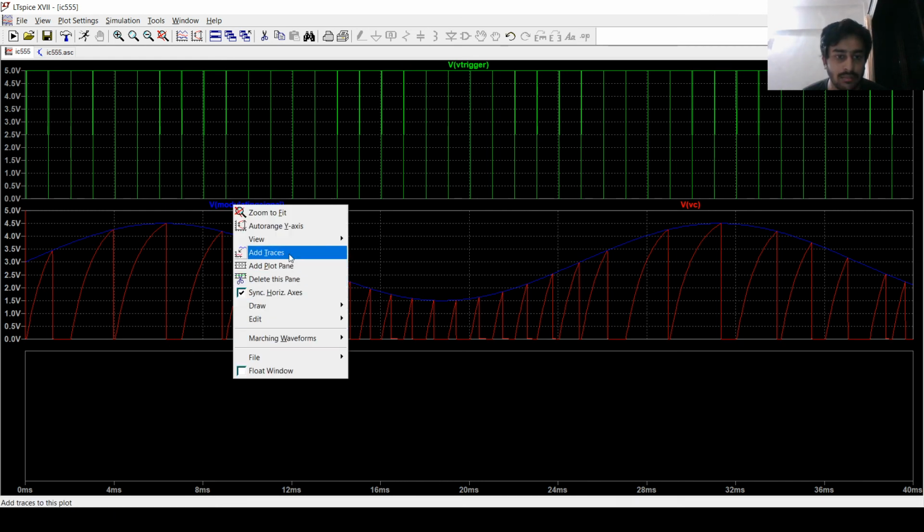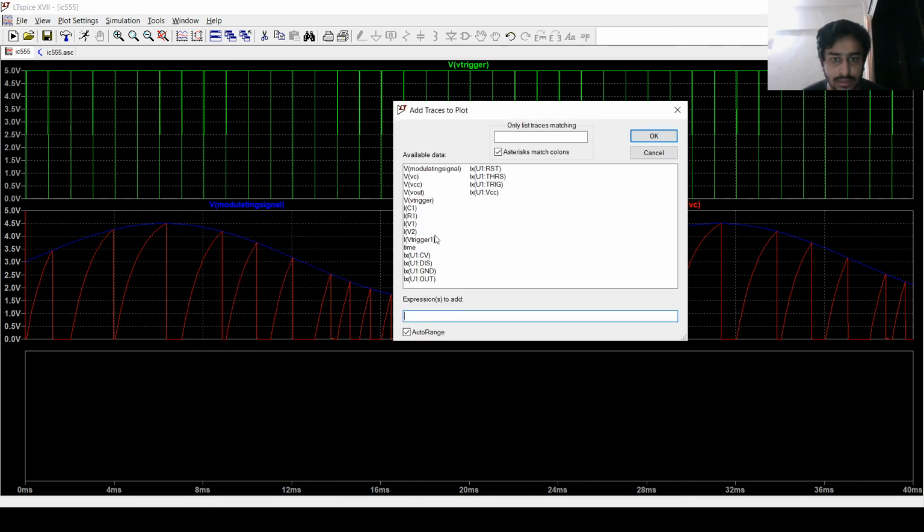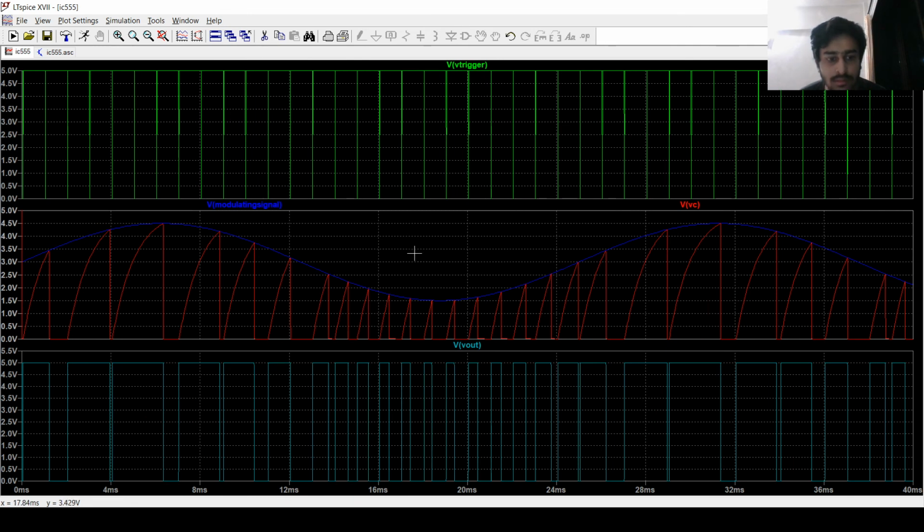So in the third plot, let's add the output trace. So when the modulating signal increases, the width of this output also increases, and when the signal decreases, the width of this output also decreases.